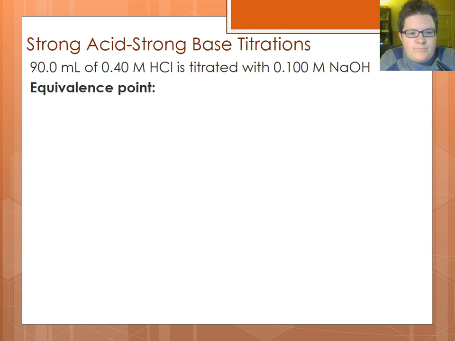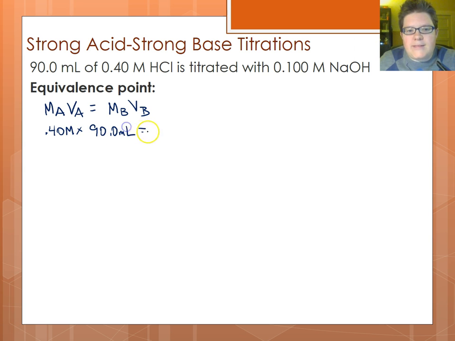All right, point 2 is your equivalence point. The way the equivalence point works is you're going to be rocking the molarity. So Ma times Va equals Mb times Vb. You're going to be using that equation. And so really what we're saying is moles of acid equals moles of base at the equivalence point. So my molarity of my acid is 0.40, and that's being multiplied by 90 milliliters. And that's going to be equal to molarity of base, so 0.1, multiplied by my volume of base. And so if I do that math, 90 times 0.4 divided by 0.1, I get 360 milliliters, and that's equal to the volume of base.